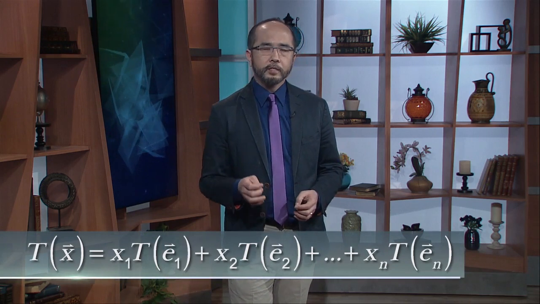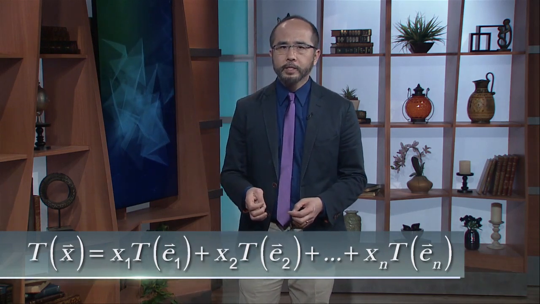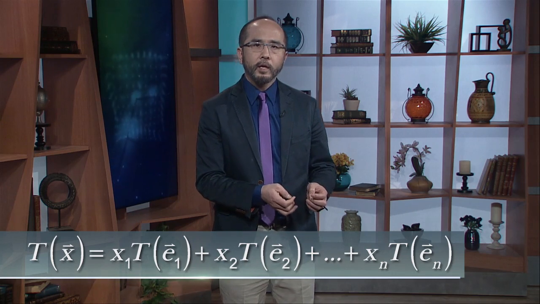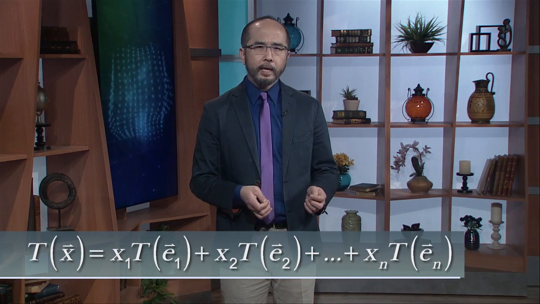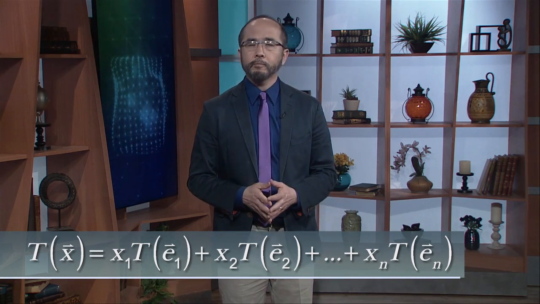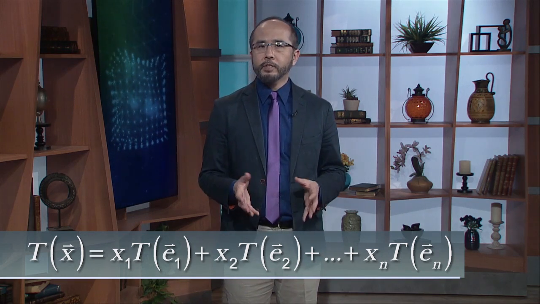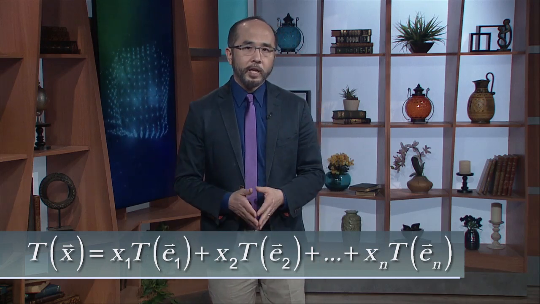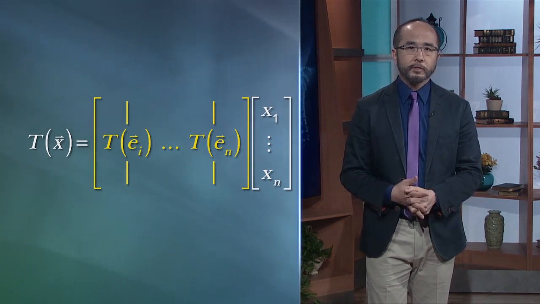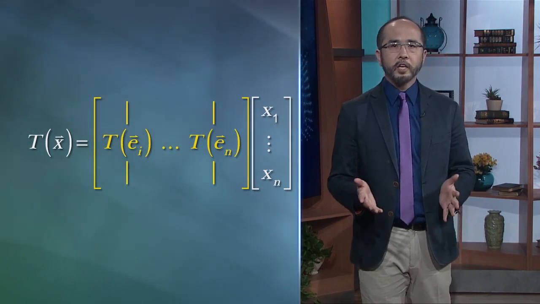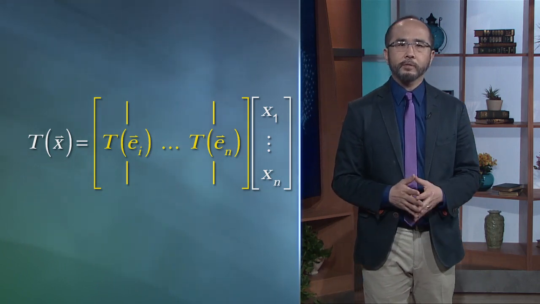Now, if you apply linear transformation T to this linear combination and use the linearity properties, which preserve linear combinations, you will see that T of x equals x1 times T of e1 plus x2 times T of e2 plus ... plus xn times T of en. Now, the right side of this expression can be represented as matrix multiplication by a matrix whose columns are just the transformed basis vectors. You can check this by just thinking about what matrix multiplication means.